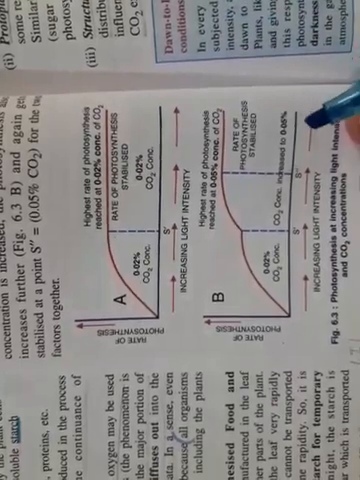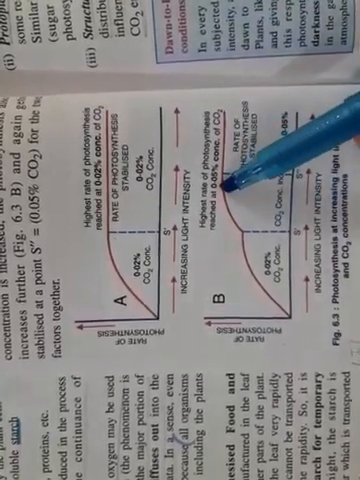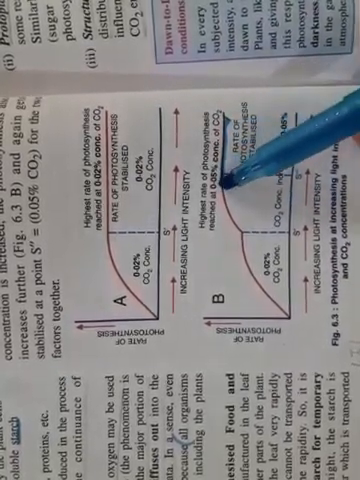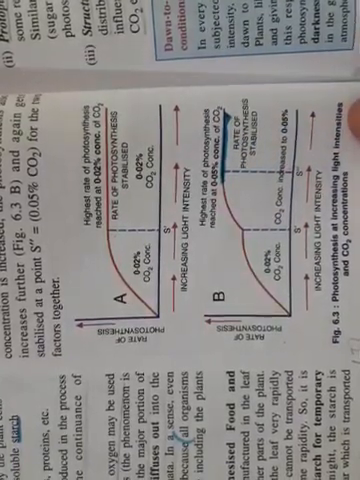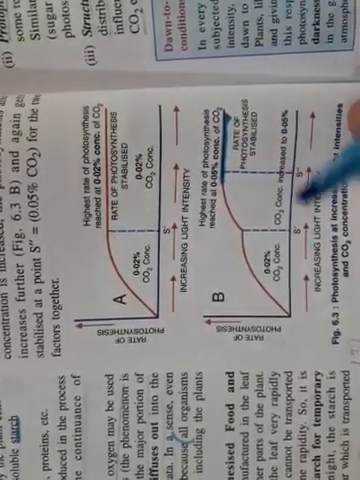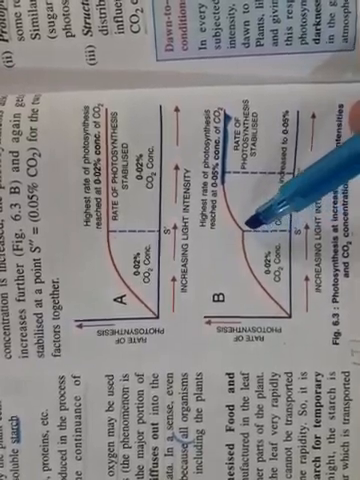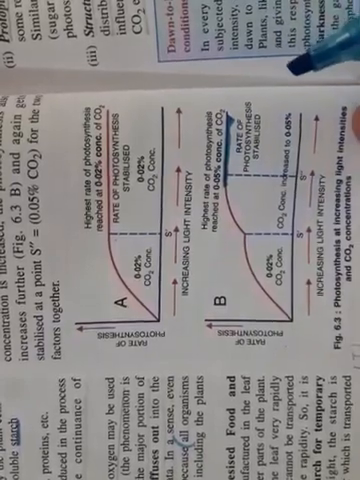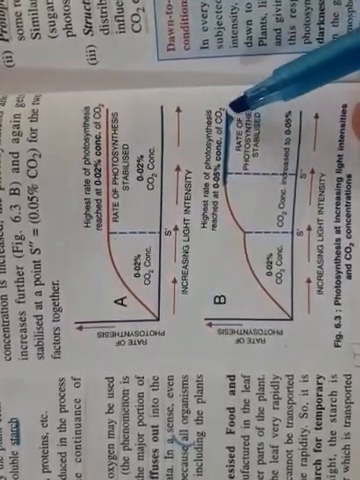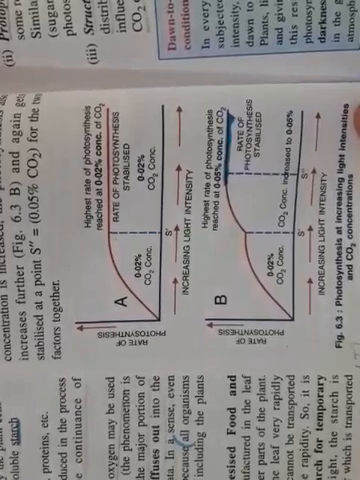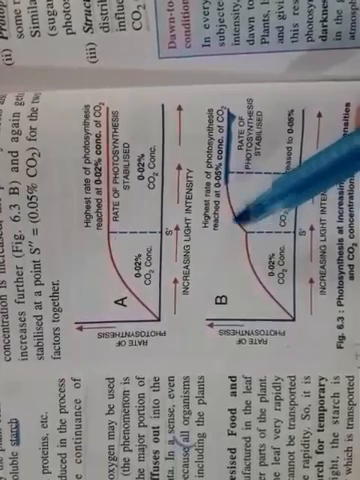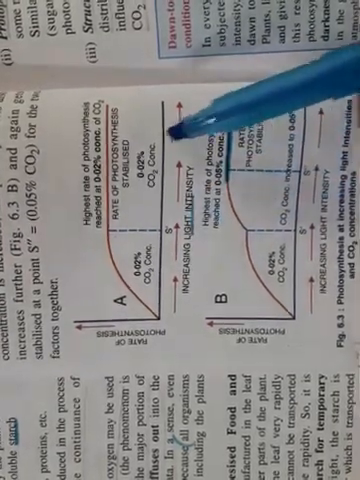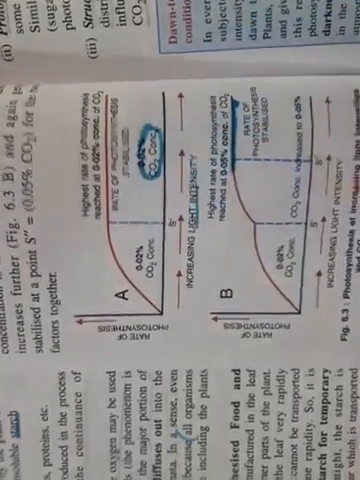But suppose after some time you increase the percentage of CO2. What happens? Again, photosynthesis will increase and get stabilized at a particular point. After that, rate of photosynthesis will not increase. So both the factors, light intensity and CO2 concentration, both depend on each other.